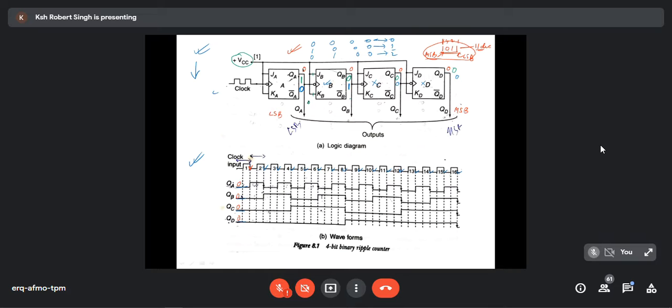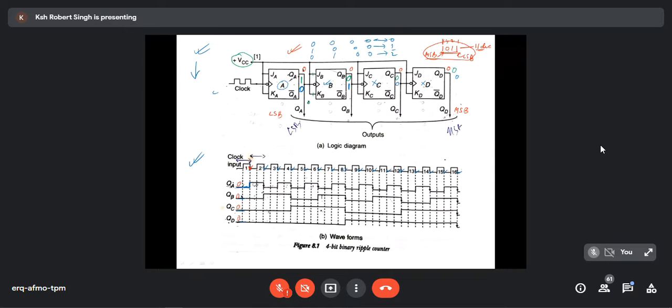When this clock pulse comes, the first clock pulse will trigger QA. That means flip-flop number A will be triggered. Okay, so flip-flop A will toggle. Clock has come. And always the inputs are connected to 1. JK is always 1. JK 1 means toggle. Earlier it was 0. Now it toggles. Can you understand? It toggles.